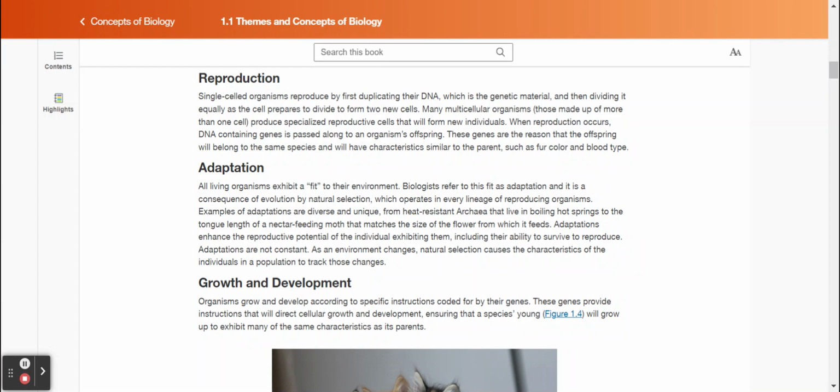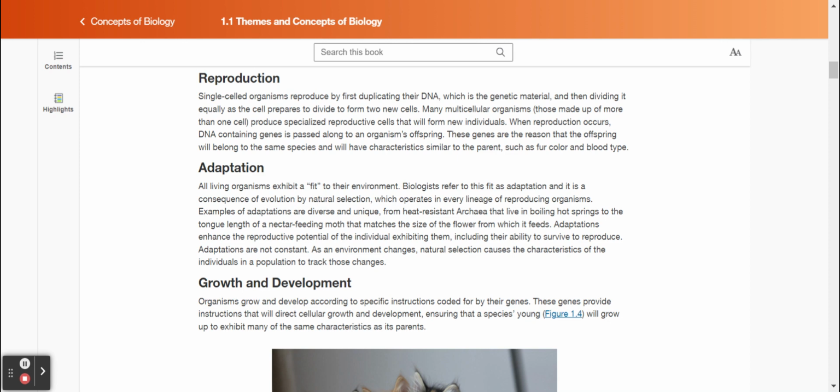Reproduction. Single-celled organisms reproduce by first duplicating their DNA, which is the genetic material, and then dividing it equally as the cell prepares to divide to form 2 new cells. Many multicellular organisms, those made up of more than one cell, produce specialized reproductive cells that will form new individuals. When reproduction occurs, DNA containing genes is passed along to an organism's offspring. These genes are the reason that the offspring will belong to the same species and will have characteristics similar to the parent, such as fur color and blood type.